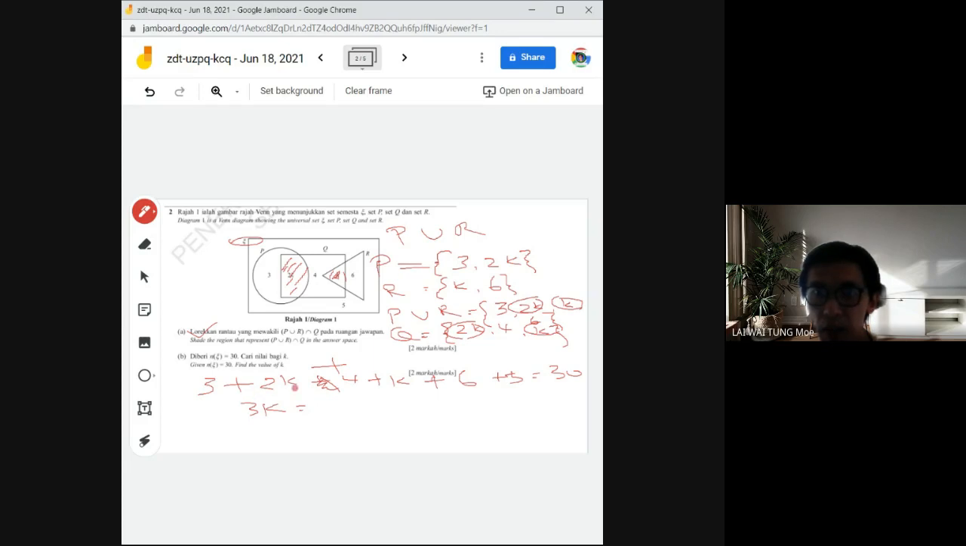And here is 3 plus 4, 7, 7 plus 11, 18. So 30 minus 18. And finally, your K will equal to, this is 30, 12, 12 divided by 3. So K equals to 4. Okay, so K equals to 4. So that is the answer for question B. Okay, very easy.